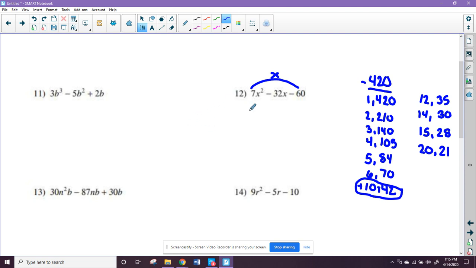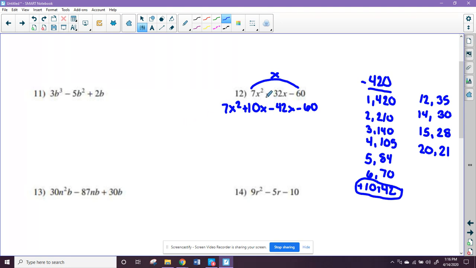So now we substitute in these middle terms for our middle term here. So we have 7x squared plus 10x minus 42x minus 60. Again, we just took this middle term and broke it into two separate terms, two separate factors of that. And now we are going to factor by grouping since we have 4 terms.